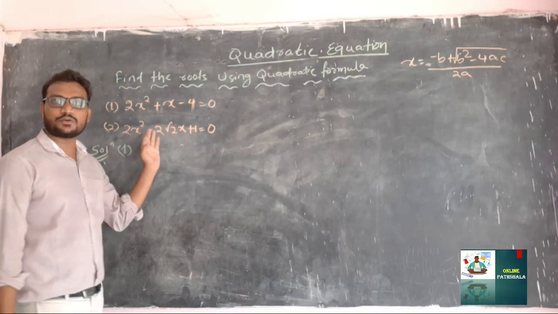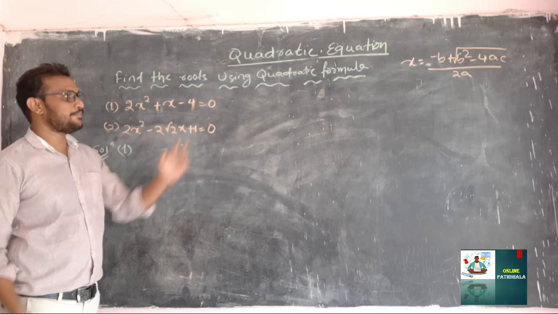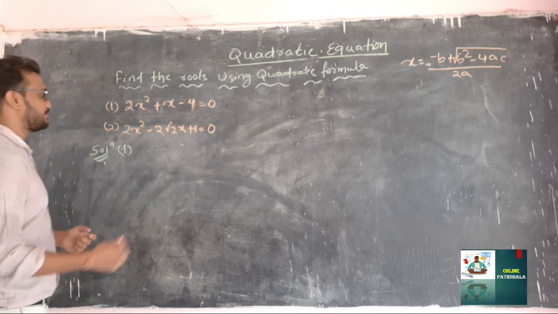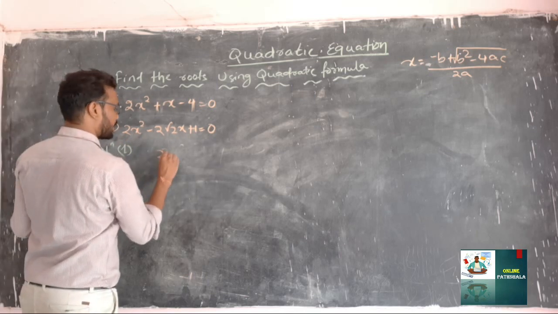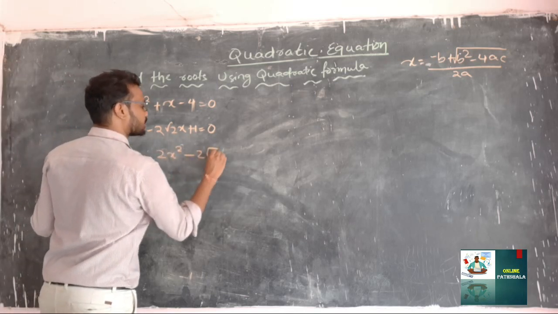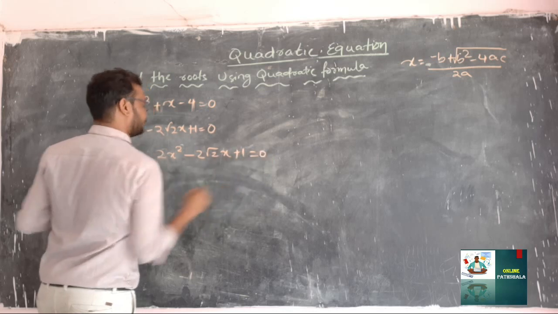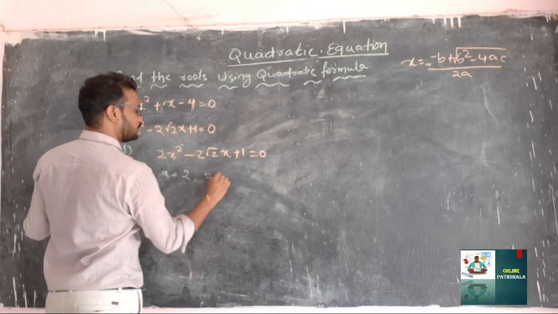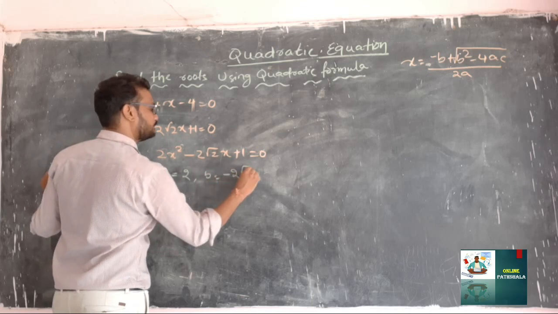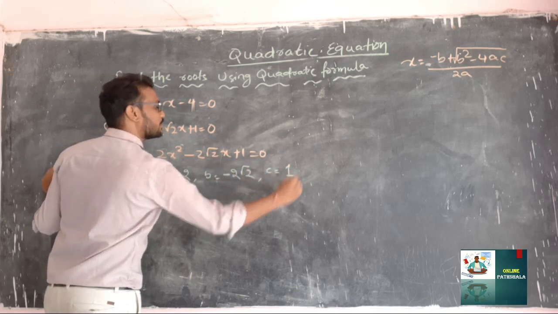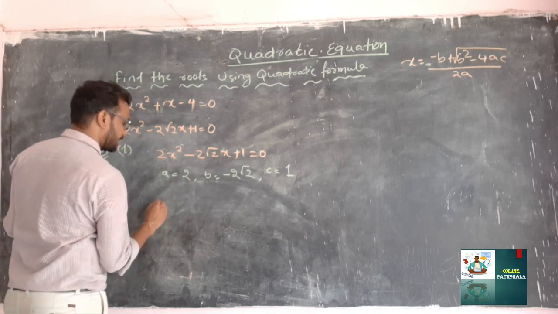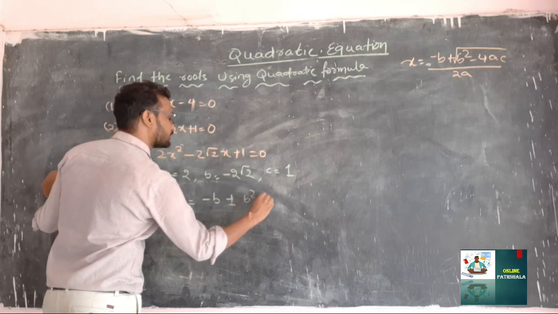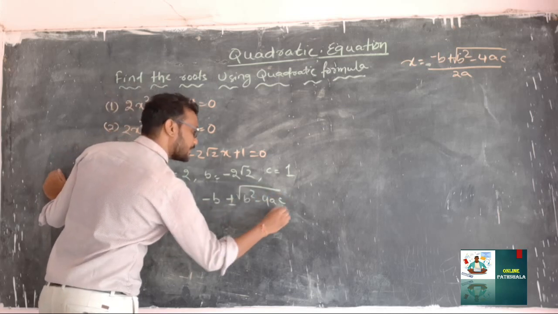For the second question also we are going to apply the same formula, but in a different way. Okay, there is another easy method. Here the equation is given: 2x square minus 2 root 2 x plus 1 is equal to 0. So we have to write a equal to 2, b equal to minus 2 root 2, and c equal to 1. Okay, and as we know the formula, x equals minus b plus or minus the square root of b square minus 4ac, over 2a.